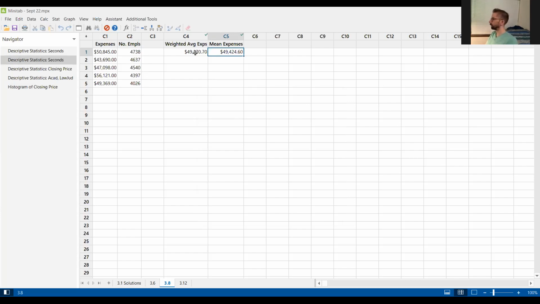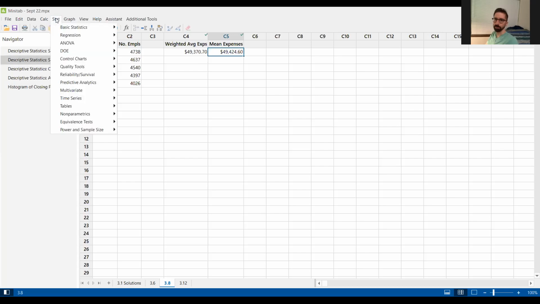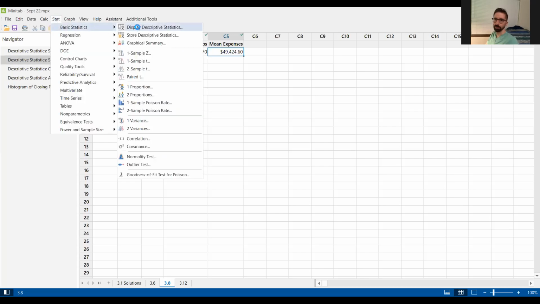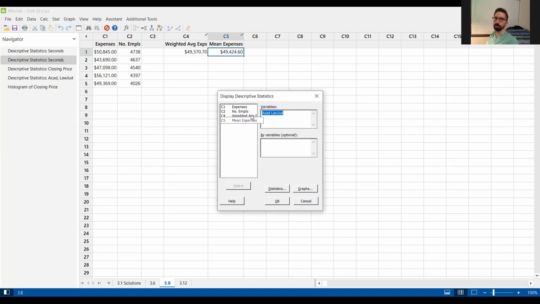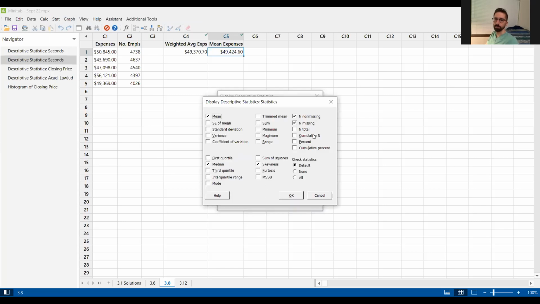Minitab doesn't do a weighted average. It doesn't have a weighted average, so you have to do it yourself with a formula. The mean, of course, you could have simply gone to Basic Statistics and simply picked expenses. And in Statistics, you just check the mean and uncheck everything else, and it'll give you your answer.